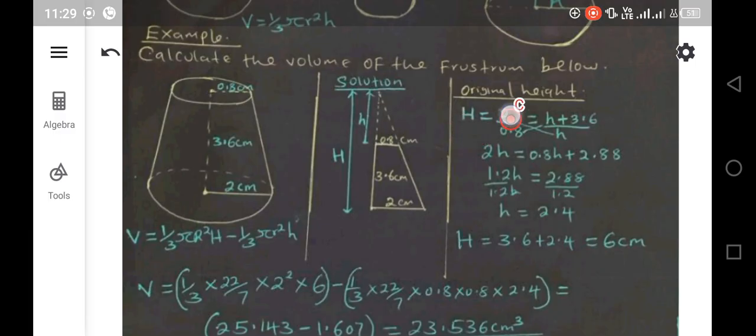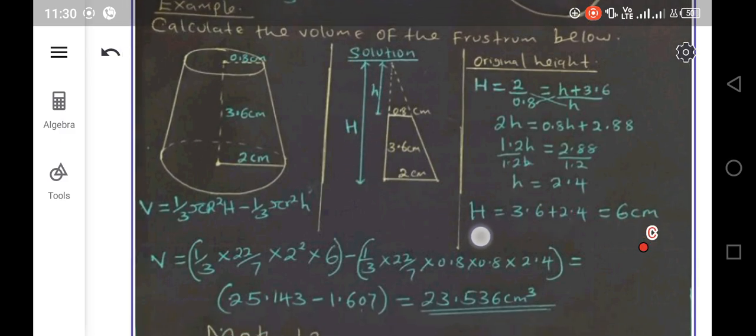We are going to say that 2 over 0.8 is equal to the small height plus 3.6, over the small height, so that we can get the original height from the concepts of similarity and enlargement. Whenever you cross multiply, and then calculate the small height, we find it's 2.4. How can we get the original height? It is 2.4, this small height, plus 3.6, so that we get the height from here up to there. So you add and find 6 centimeters.